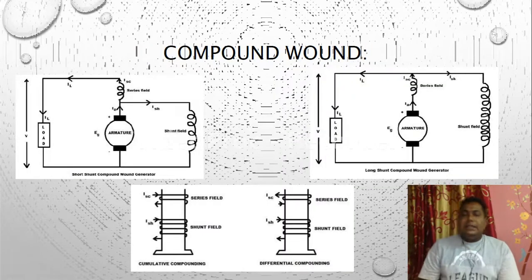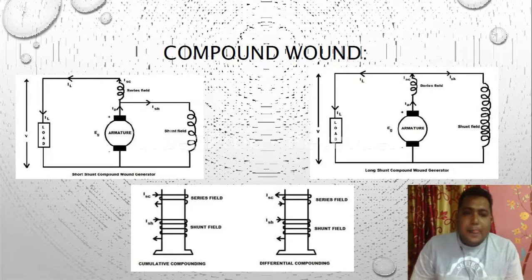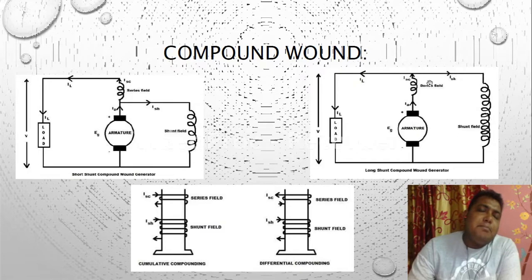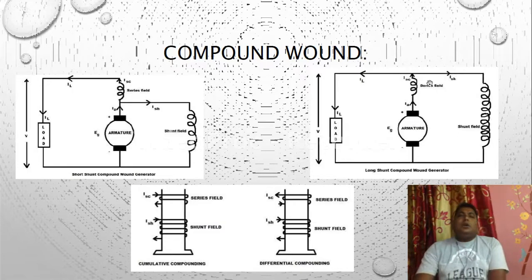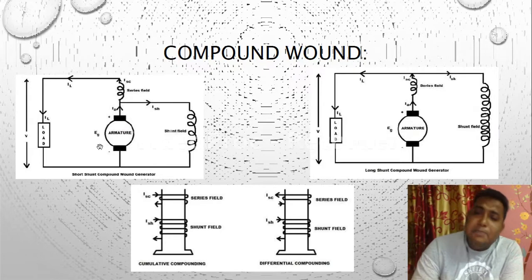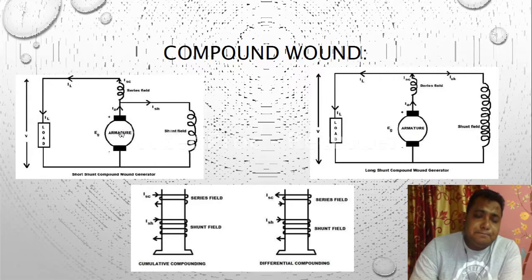Yes, and this is the compound one. In compound, as we can see, there is a short shunt compound and long shunt compound, two types of compound generators we have. It actually depends upon the connection. So see, as we can see, with this armature, this field winding has two sections.